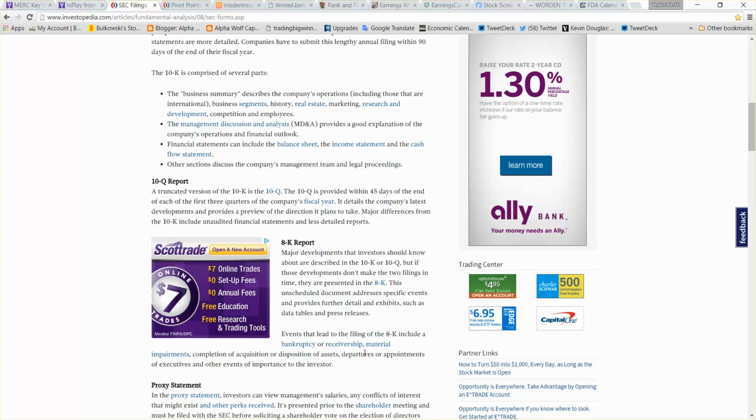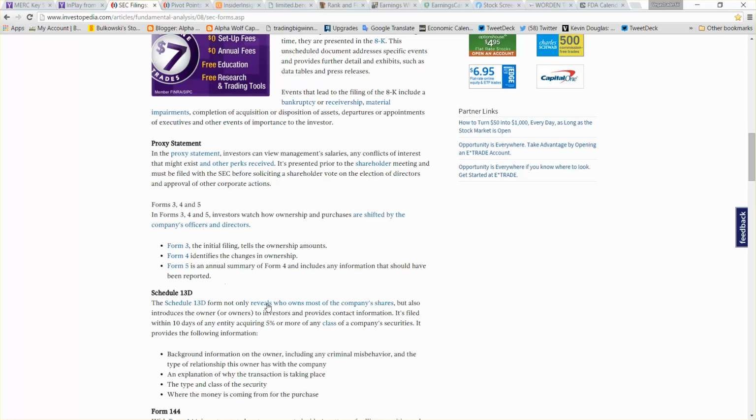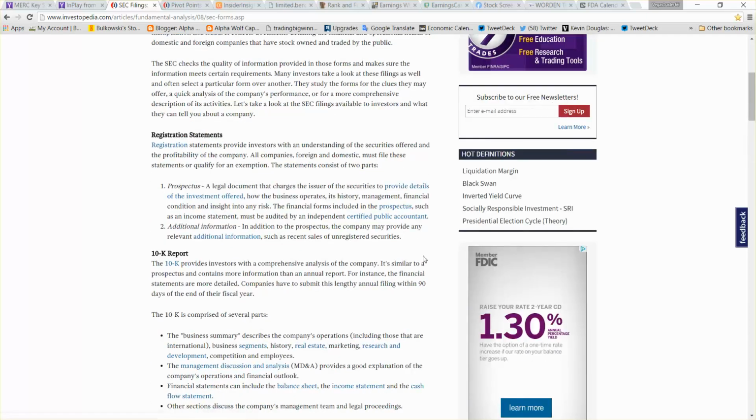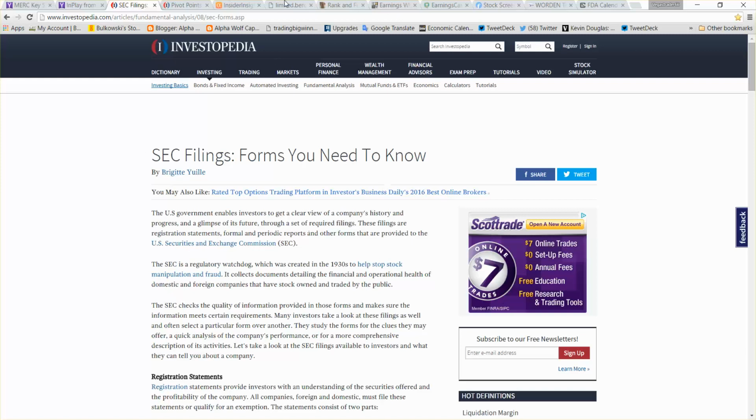completion of acquisition or disposition of assets, departures or appointments of executives, but can also be positive. It could be a new contract. It can be they gave early guidance on their earnings and raised guidance. Anything that's significant or could impact the value of a stock is reported in an 8K. 13D reveals ownership interest, or companies that are taking more than 5% position in a company. But all of this can be found on Investopedia.